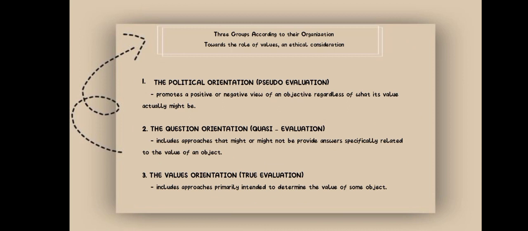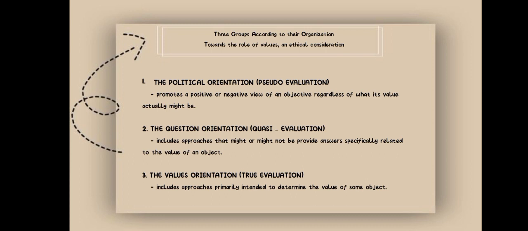So, three groups according to their orientation towards the role of values and ethical considerations. First is the political orientation. It promotes a positive or negative view of an object regardless of what its value actually might be. Political orientation involves evaluations that fail to produce and report valid assessments of merit and worth to all right-to-know audiences.